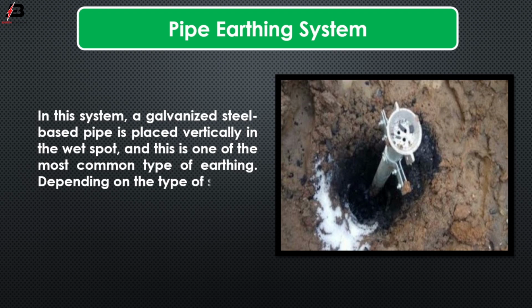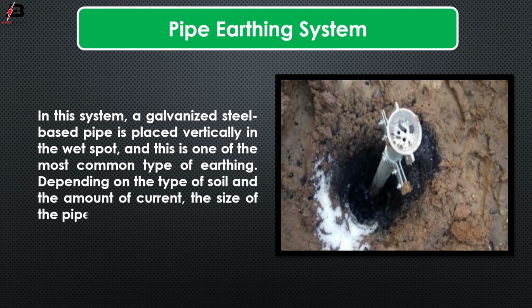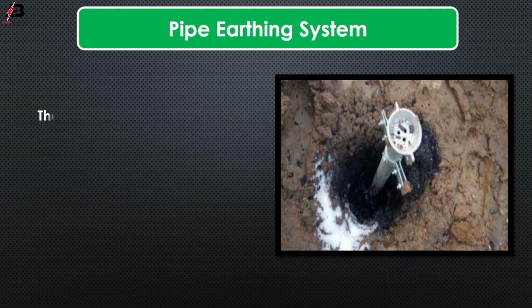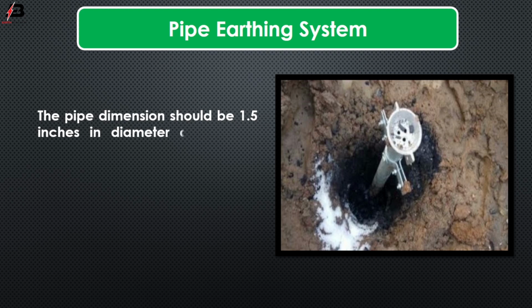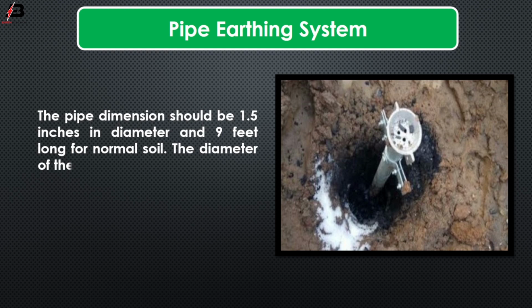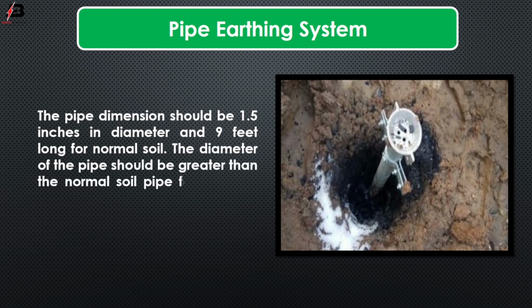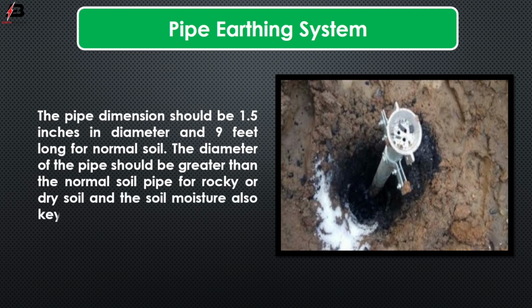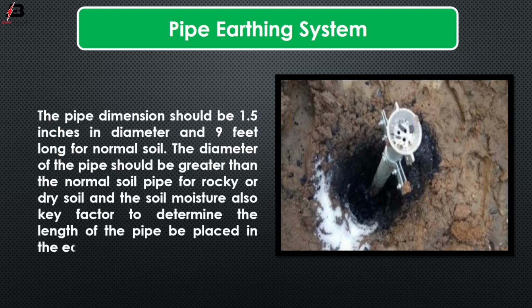Depending on the type of soil and the amount of current, the size of the pipe should be determined. The pipe dimension should be 1.5 inch in diameter and 9 feet long for normal soil. The diameter of the pipe should be greater than the normal soil pipe for rocky or dry soil, and the soil moisture is also a key factor in determining the length of the pipe to be placed in the earth.